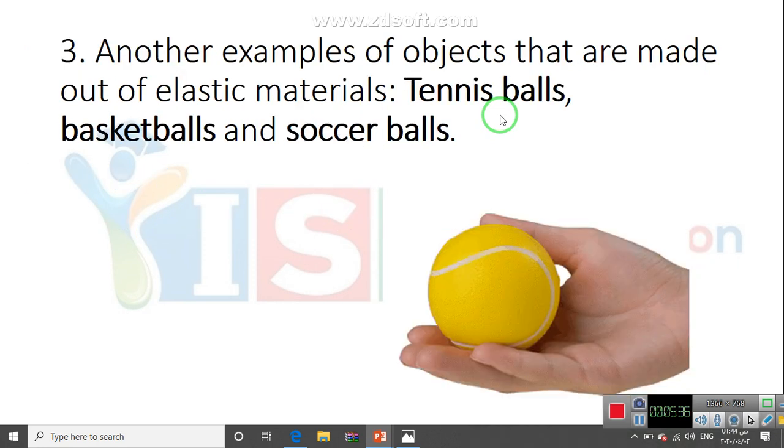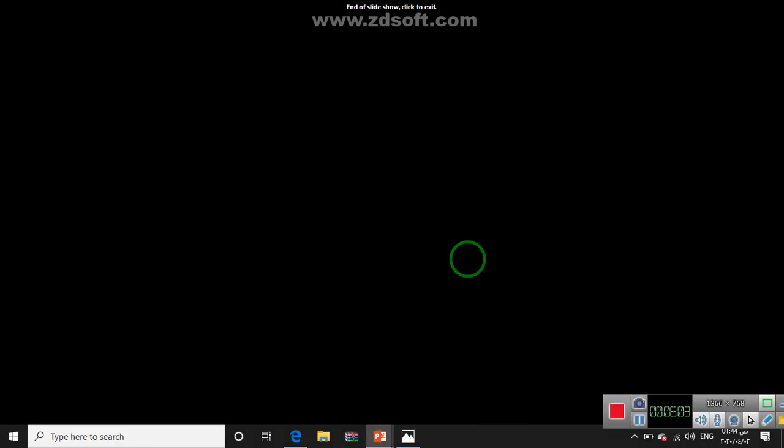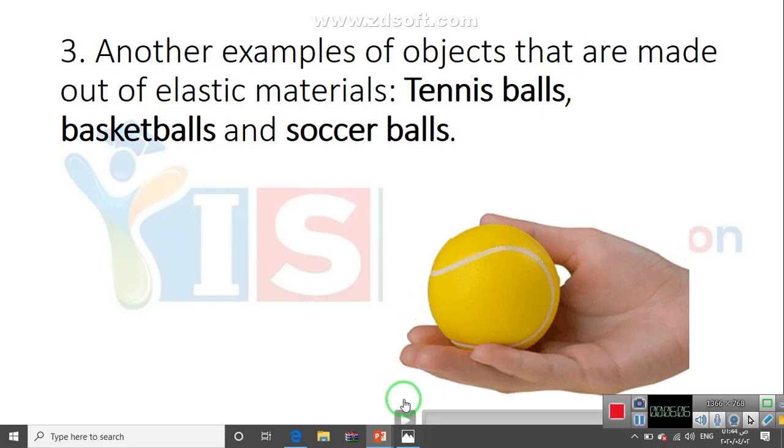Next, another example of objects that are made out of elastic materials: tennis balls, basketballs, and soccer balls. These are made out of elastic materials. Can you see this tennis ball? Look at this tennis ball. You can squeeze it as much as you want, and it goes back to its normal shape. It goes back to its original shape.